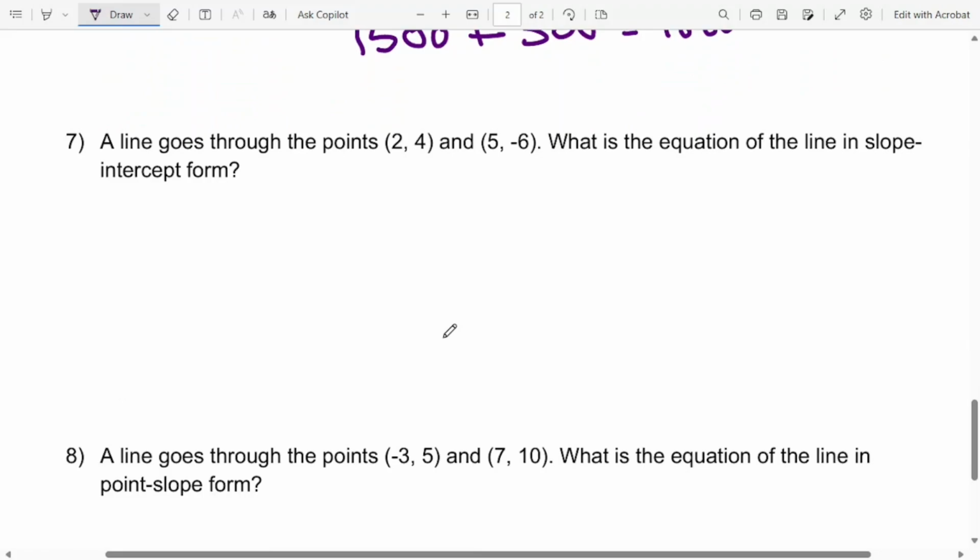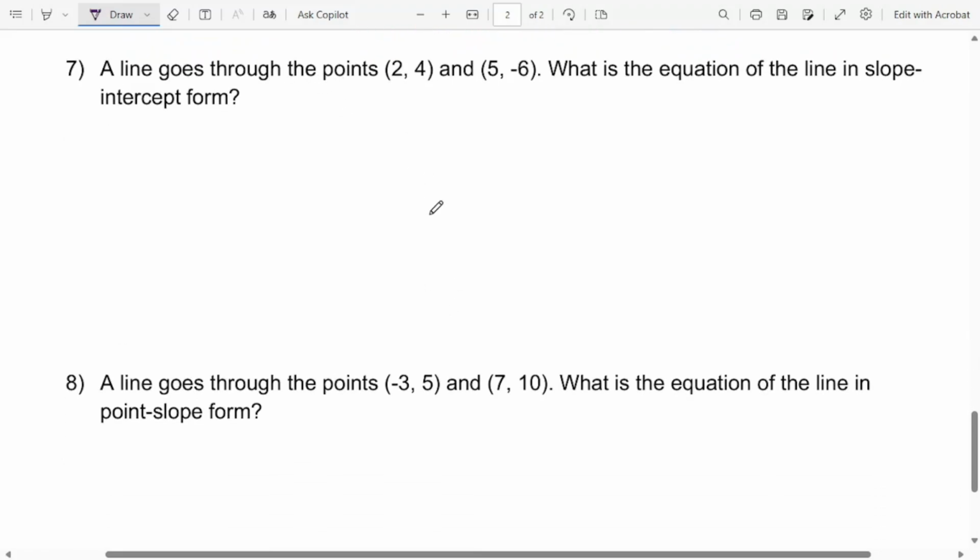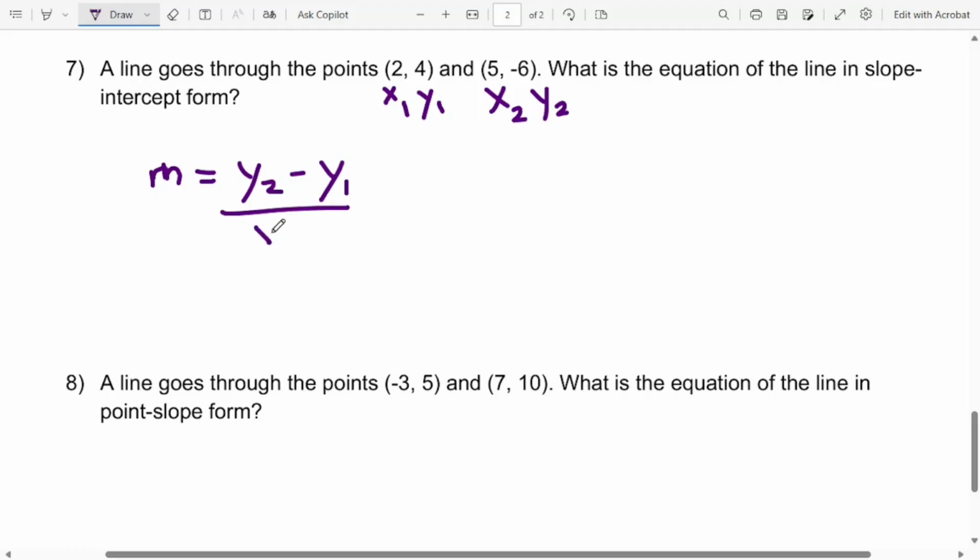Okay, next one. A line goes through the points (2, 4) and (5, negative 6). What is the equation of the line in slope-intercept form? So, a couple different ways we can do this, but first let's find the slope. I'm going to say x sub 1, y sub 1 is my first point, and this one is my second, x sub 2, y sub 2. So the slope is going to equal y sub 2 minus y sub 1 over x sub 2 minus x sub 1.